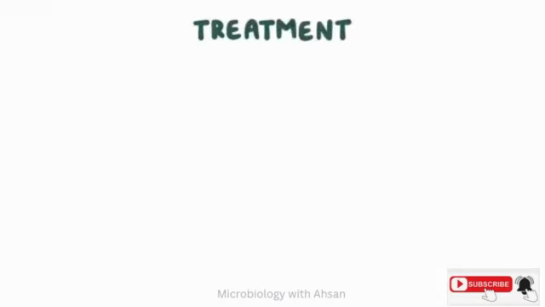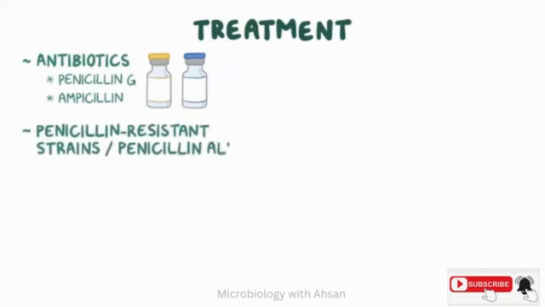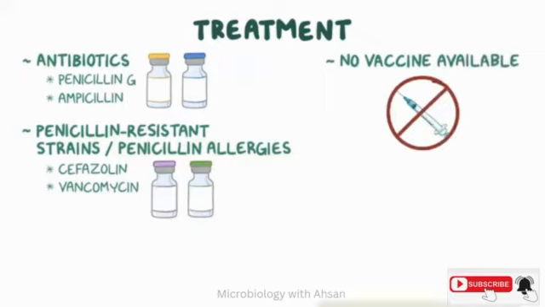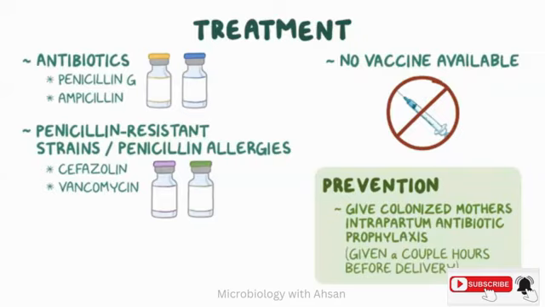Treatment for strep agalactiae requires antibiotics like penicillin G and ampicillin. For penicillin-resistant strains, or in individuals who are allergic to penicillins, cefazolin or vancomycin can be used. No vaccine for strep agalactiae is currently available, so the only way to prevent infections in the newborn is to give colonized mothers intrapartum antibiotic prophylaxis, meaning antibiotics are given a couple of hours before delivery.